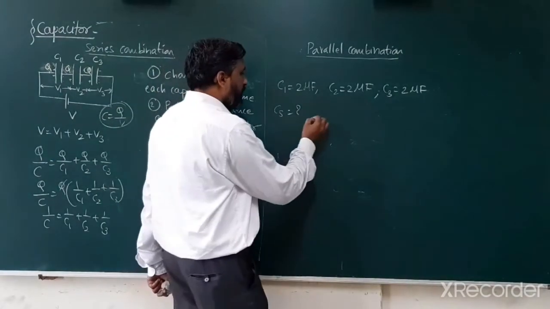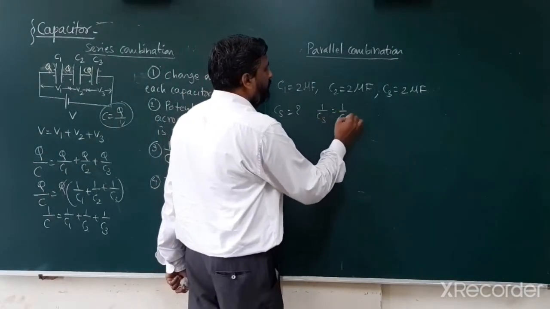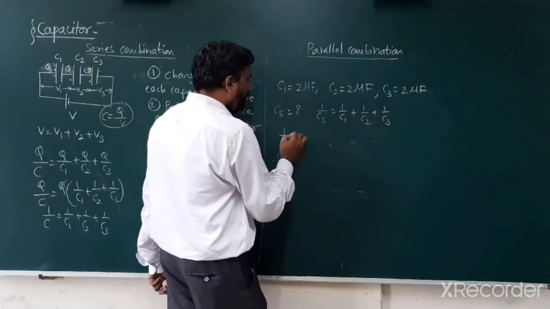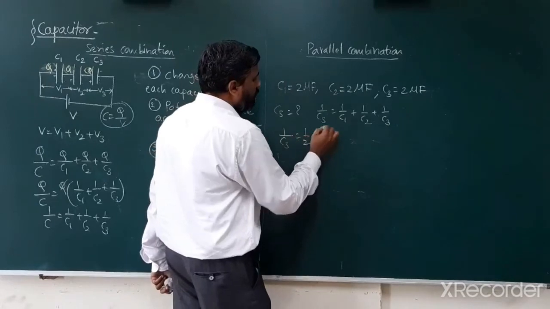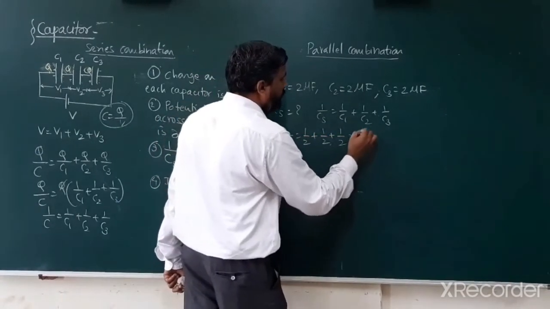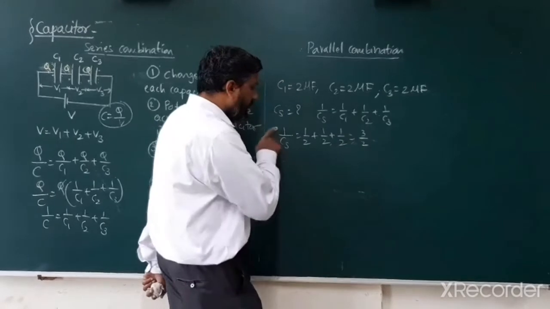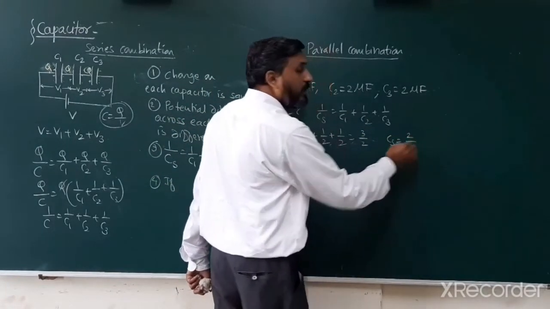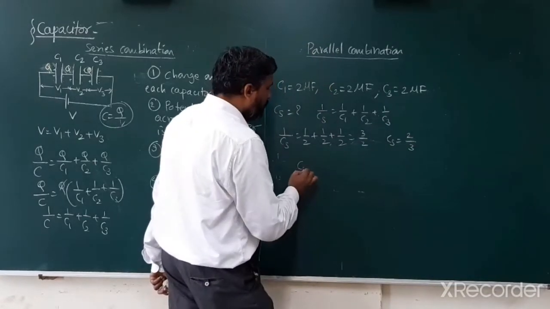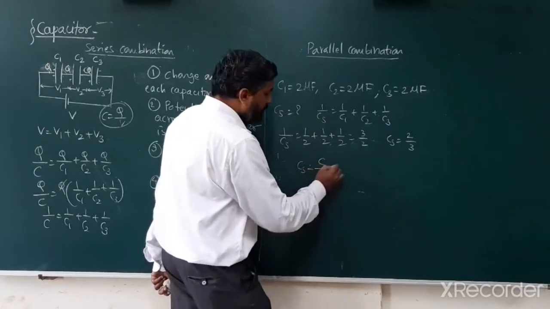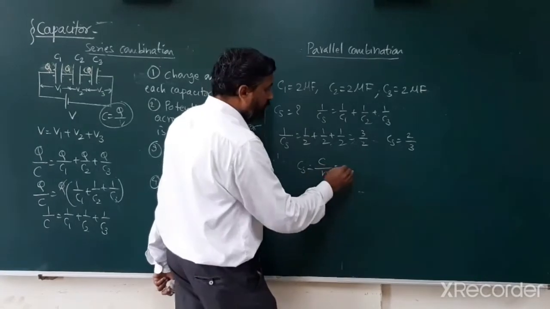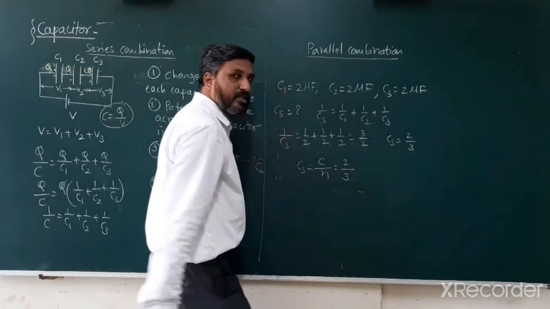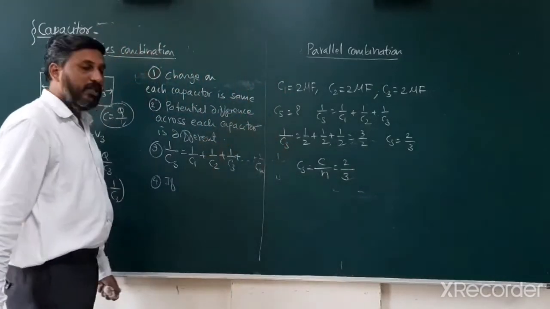Let's check. Cs, again substituting the formula, 1 by C1 plus 1 by C2 plus 1 by C3. So 1 upon Cs equals 1 by 2 plus 1 by 2 plus 1 by 2, it becomes 3 by 2. But it is 1 by Cs. So Cs equals how much? It is 2 by 3. And if I am using the shortcut, identical capacitance divided by number of capacitors, then identical capacitance is 2. How many capacitors are there? 3. So it becomes C by N.